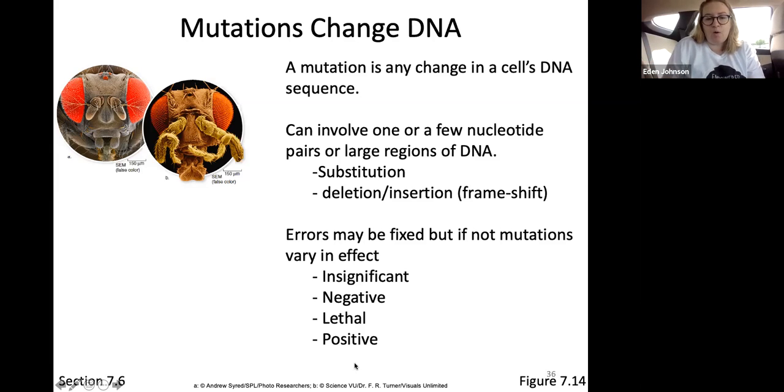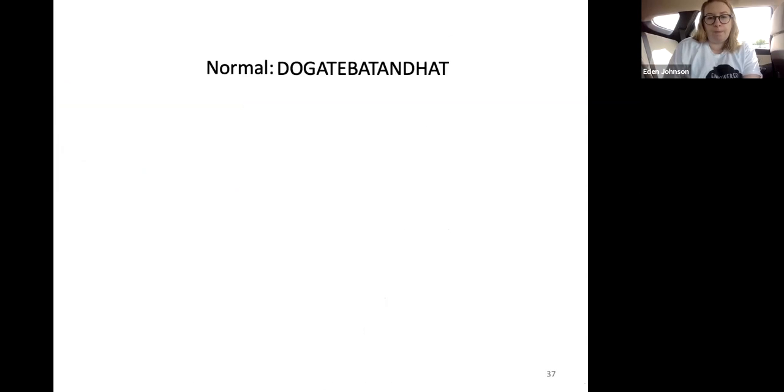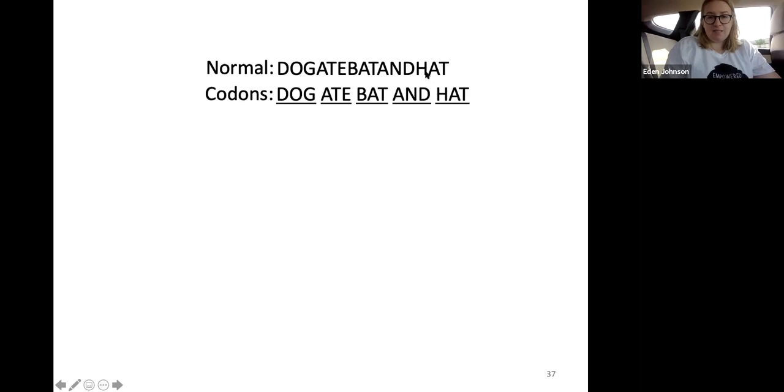And this is how, with random mutations, sometimes these positive mutations will lead to new adaptations in a species that will allow this individual with a positive mutation to reproduce, pass on that mutation, and survive better. All right, so your normal sequence is dog, ate, bat, and hat. Your codons are dog, ate, bat, and hat.